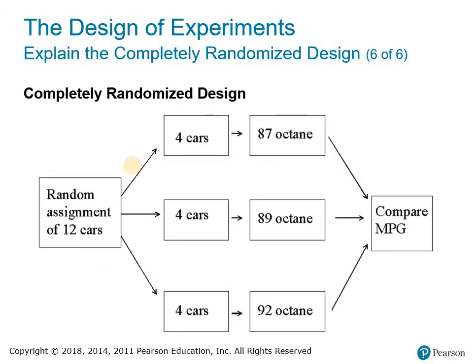So here is an illustration of what we just did. We took 12 cars, we controlled some variables, and then we took each 4 cars and assigned them to a different octane. Then we drove those cars under the same conditions and compared the miles per gallon.